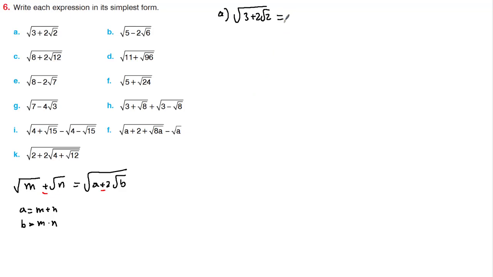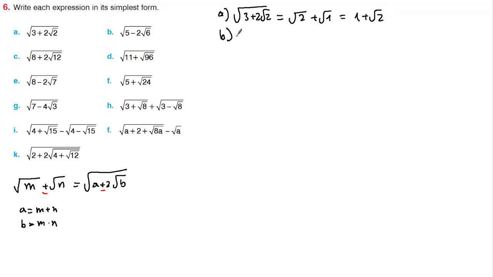All right, so can you give me two numbers that add up to 3 and multiply to 2? It's the number 2 and 1. So this should be square root of 2 plus square root of 1. We can just rewrite it as 1 plus root of 2.